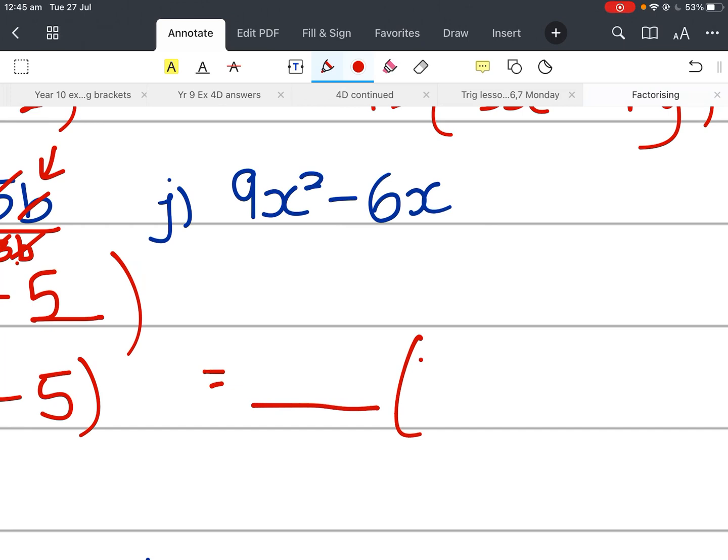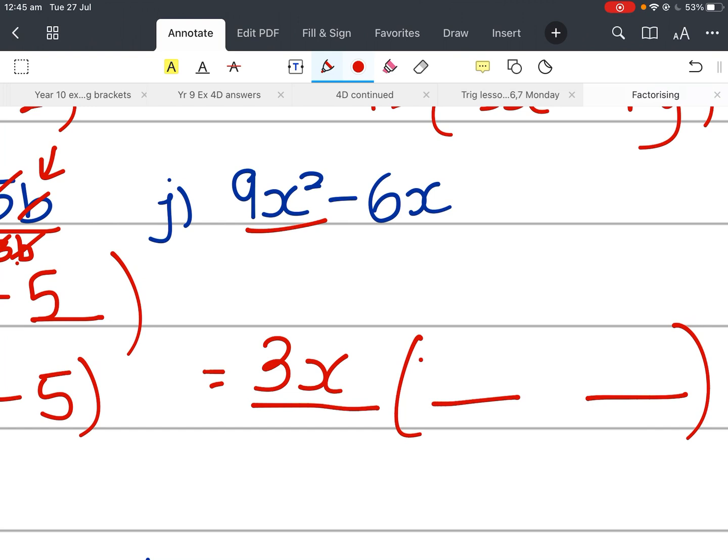And then something and something inside the brackets. So look at the numbers, 9 and a 6. 6 won't go into 9 evenly. So what's another number that goes into 9 and 6? I think it's 3. What letter is the same in both? Hopefully you notice it's an X.